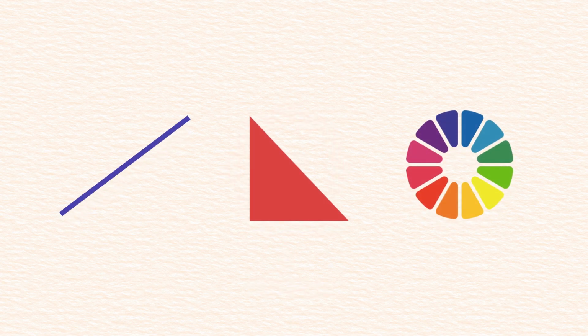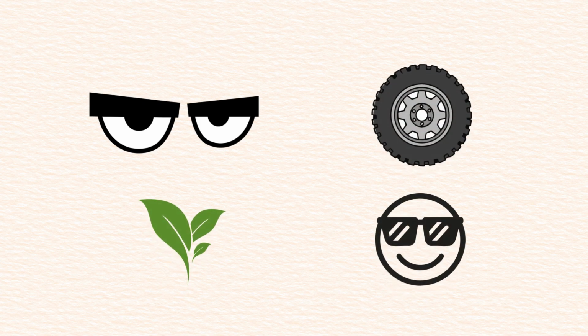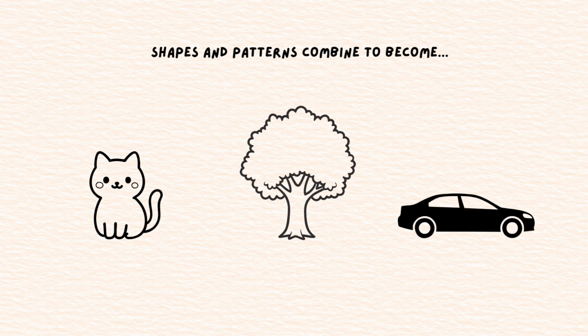The first challenge is converting this ocean of numbers into something meaningful. This is where a vision model comes in. Instead of looking at every pixel individually, it searches for patterns. First, it learns simple things: lines, edges, colors. Then more complex patterns: eyes, wheels, leaves, faces, and eventually entire objects. Over millions of training examples, the model learns that certain combinations of shapes and patterns often represent a cat, a tree, a car, or a human face.